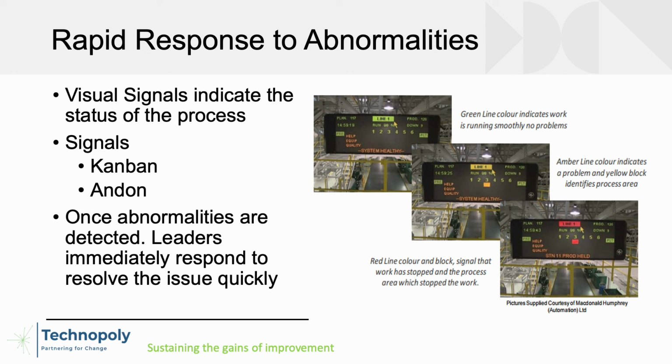Leader standard work helps us also reinforce the importance of being able to do rapid responses when certain things don't happen as we expected. This is where we now integrate what we have learned in our previous lessons on making use of visual signals such as Kanban to be able to detect and identify possible abnormalities that leaders should be able to respond to and resolve quickly.